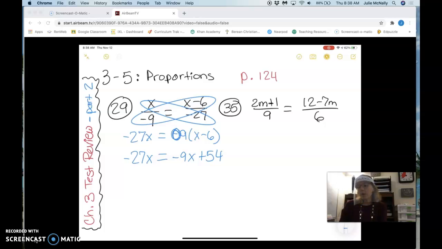Okay, so now what should I do? Yes. Since there's already a 27x on this side, I'm going to move the 9x over here with it. And negative 27 plus 9. Yes, negative 18x equals 54. And then what? Divide by negative 18. Negative 3.